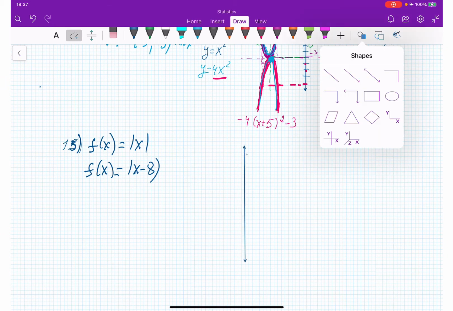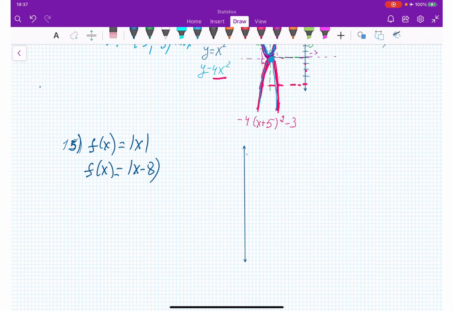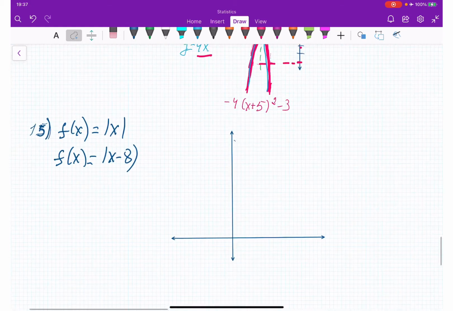And then it's gonna go this way. All right, so we need 8, right? Oops, sorry, this is absolute value. So 1, 2, 3, 4, 5, 6, 7, 8. All right. So first of all, let's build the graph f of x is equal absolute value of x.